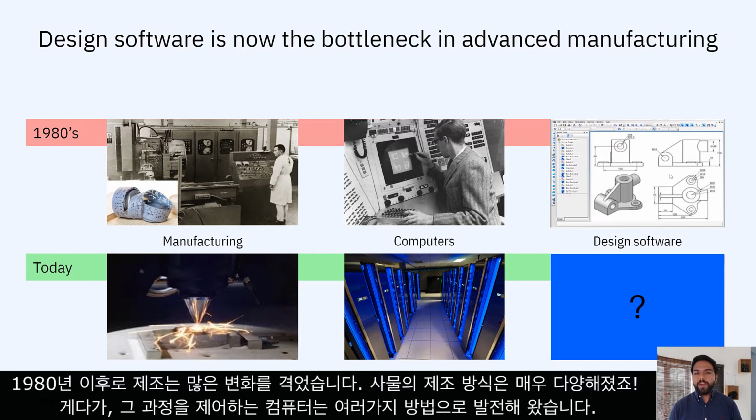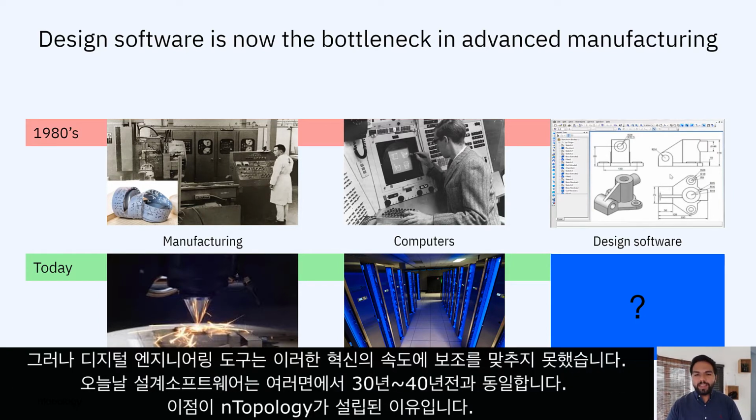The way we manufacture things is very different. Additionally, the computers that control that process have advanced in many ways. However, the digital engineering tools have failed to keep pace with this speed of innovation. And so design software today, in many ways, is the same as it was 30, 40 years ago. And so this is where Intopology comes in.